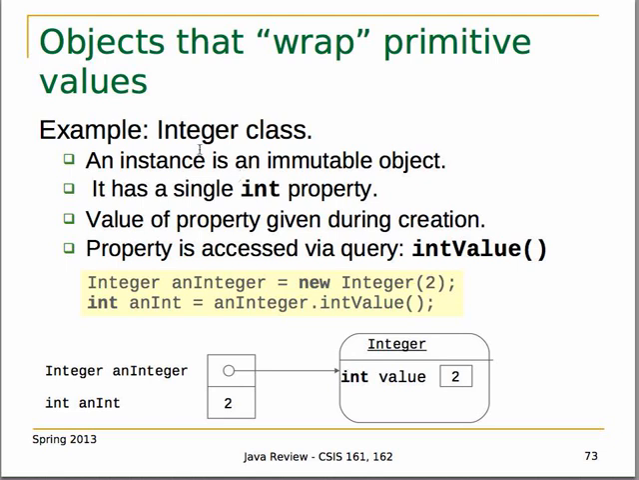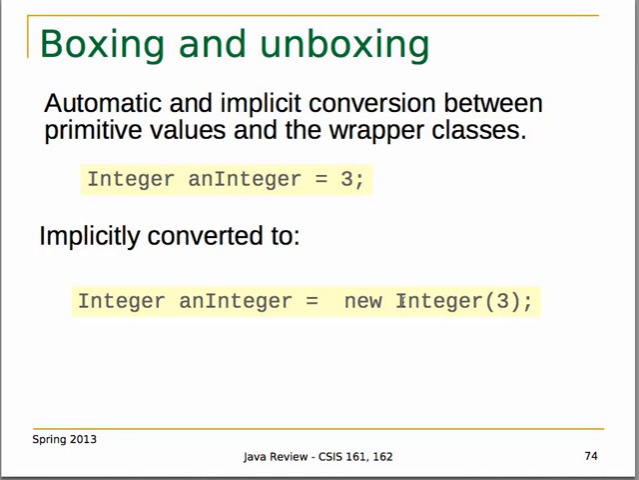Okay, so each instance of this Integer class is immutable. You cannot go in and actually change it. Once you've created it, you cannot change it. You can only create new Integer objects for, let's say, 3 or 4 or 9 or 20 or 100 or even negative values. You cannot go into this object and change this data member to whatever value you want. You just cannot do it. So it has a single int property, and the value of the property is given during creation. You can always access it using the method intValue, and you can have corresponding methods for doubles and floats and so on.